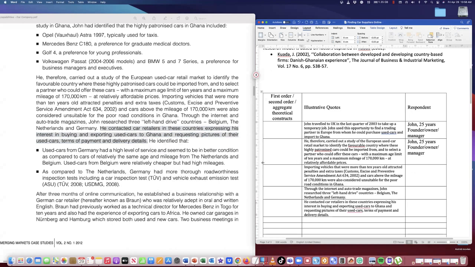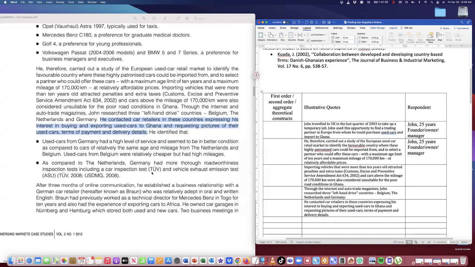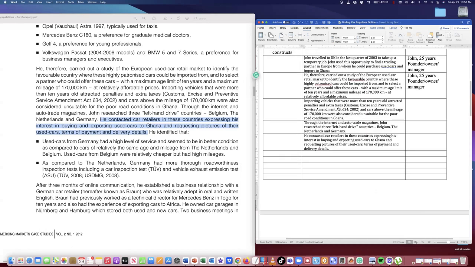Now you see that's a code, a code that you have come up with. That is very good. Interesting. Then, Obed, are you getting it? Yes, prof, I am. Okay. This class, it seems like they always get the best too. Used cars from Germany were at a higher level of service and seem to be in better condition as compared to the... is this relevant?